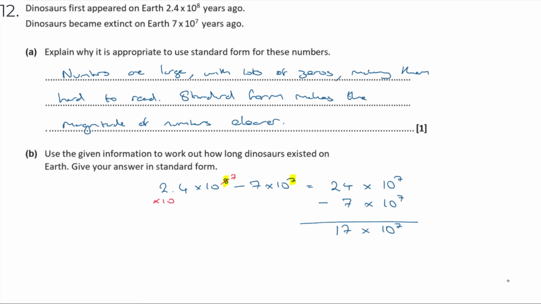Okay, but that's not quite in standard form. I now need to switch it back again. So if I take a 10 out of this by dividing it by 10 and then adding it back into there, I'm going to get 1.7 times 10 to the 8 as my final answer. Okay, so that's then back into standard form again. So 1.7 times 10 to the 8.